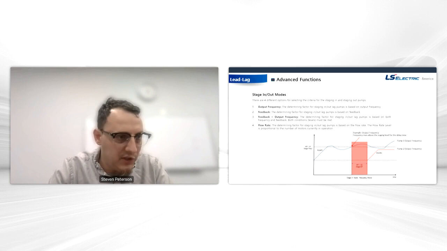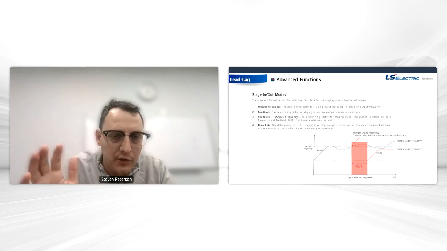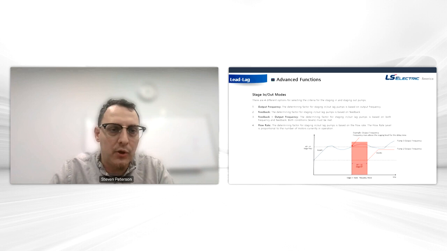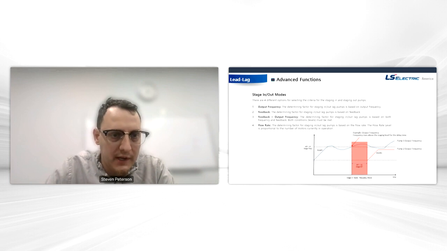The easiest and most simple, and probably the most common, is just output frequency. If the first drive can't keep up pressure, it's going to be running full 60 hertz to build up pressure and meet demand. Run 60 hertz for X amount of time, and then it's going to pull on a lag pump. It's going to stage a secondary pump. That's the easiest way you could do it, just one thing we're looking at, output frequency.